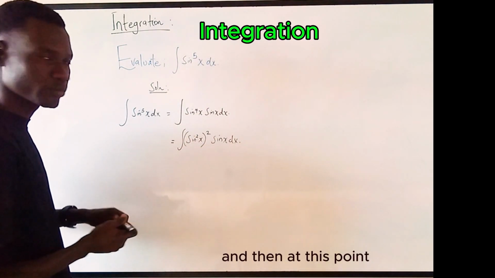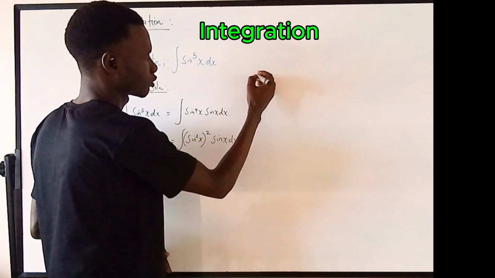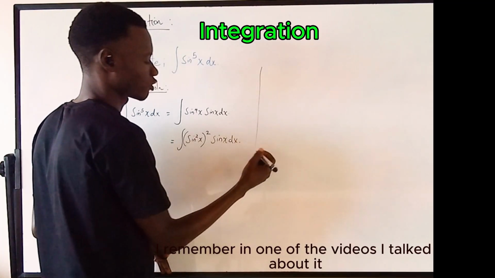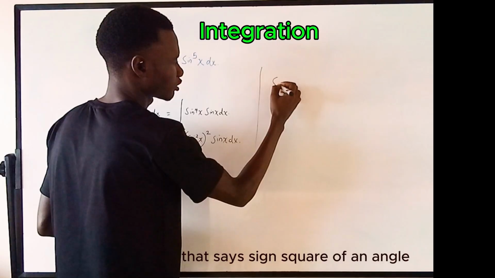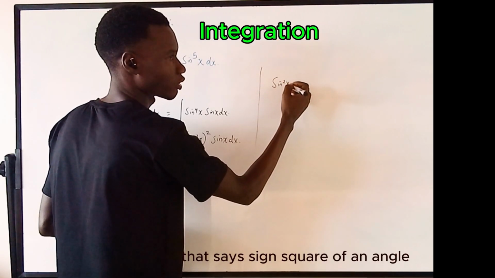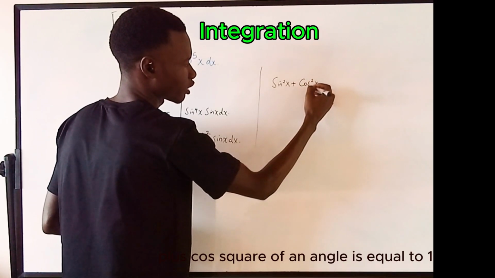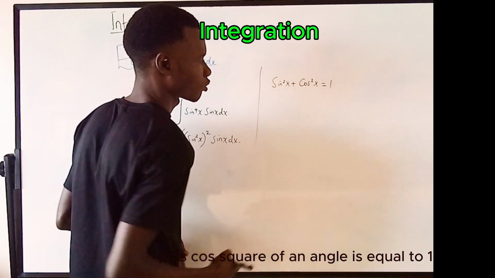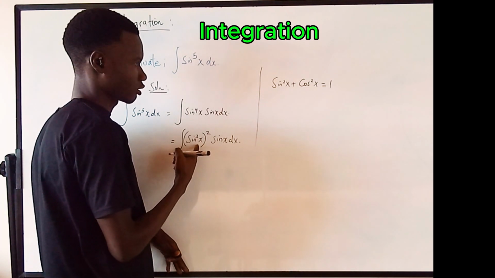And then at this point, we remember the trigonometric identity. I remember in one of the videos I talked about it. The trigonometric identity that says sin square of an angle plus cos square of an angle is the same as 1. So here we have sin square x.